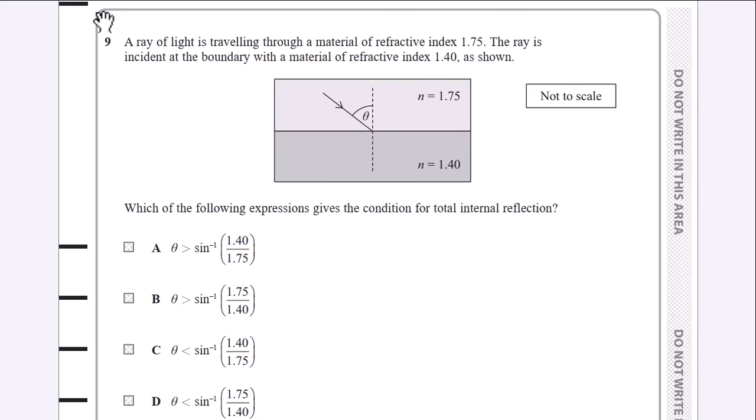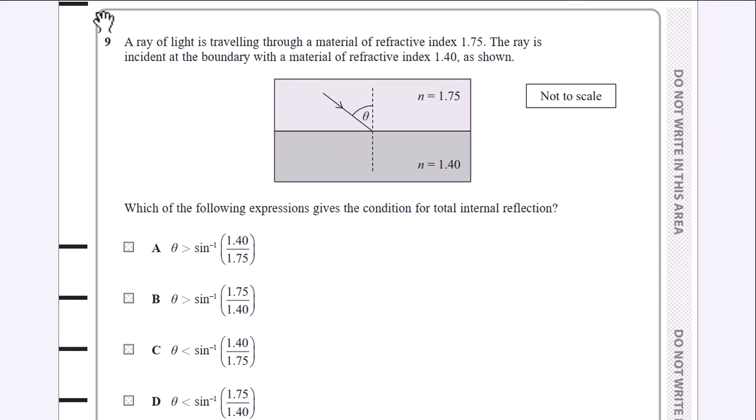This is the first intellectually challenging question so far. A ray of light is traveling through a material of refractive index 1.75. The ray is incident at the boundary with the material of refractive index 1.4. Which of the following expressions gives the condition for total internal reflection?